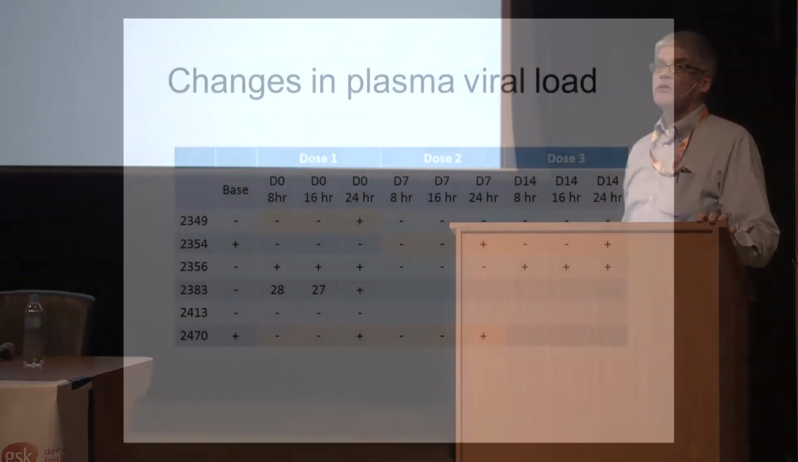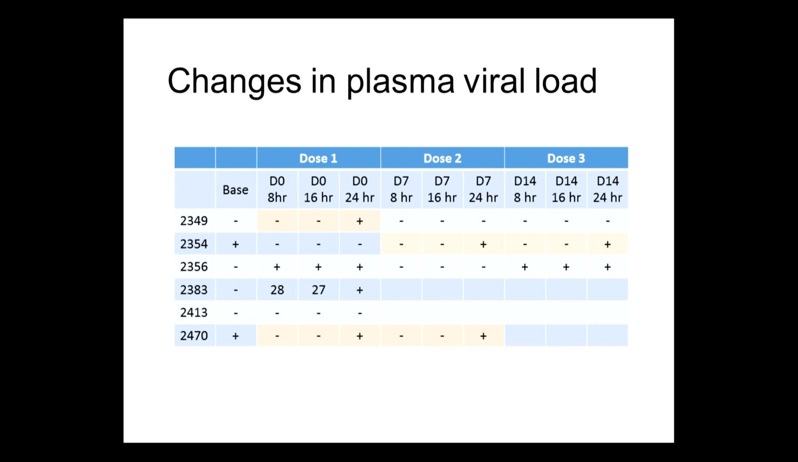Changes in plasma viral load, because if we're reactivating virus from latency, maybe we should be able to detect it in peripheral blood. So what I'm showing you here is dose 1, dose 2, dose 3. This is 8, 16, and 24 hours after the dose. The negative means no RNA detected. The positive means RNA detected, but less than 20, which is our lower limit. And if we detected it over 20, we put the value in there.